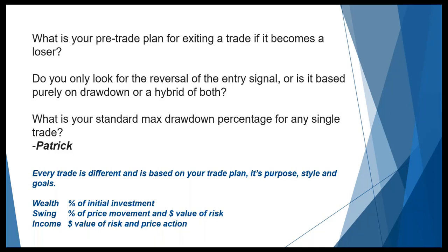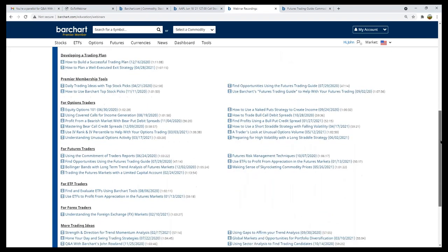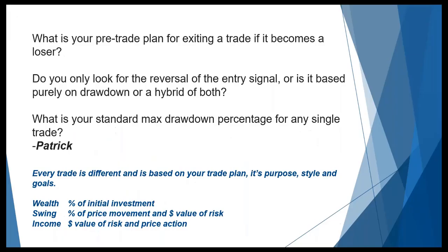So it varies. Again, that webinar about exit strategies is in there, but also that other webinar about building a trade plan, we go into there. And the other one, Patrick, if you're interested, on what I just went through under futures trading, another one that I'm really, really proud of is trading futures markets with limited capital. And that goes through that process of using dollar risk and margin to find greater trading opportunities. Okay, really great question, Patrick. Thank you so much for asking that one.